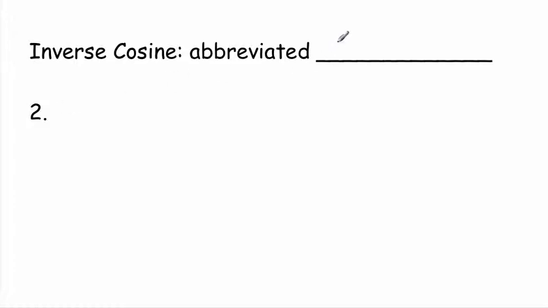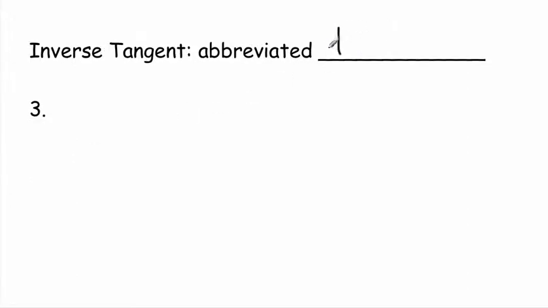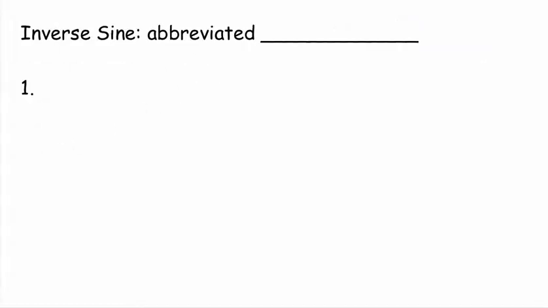Inverse cosine is abbreviated cosine to the -1. And last but not least, inverse tangent is abbreviated tangent to the -1. So let's look at an example of each one.